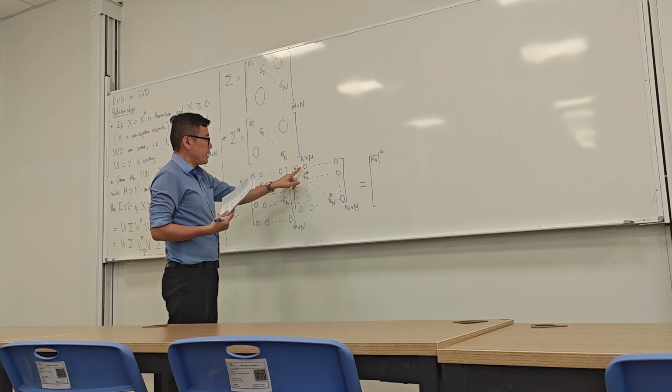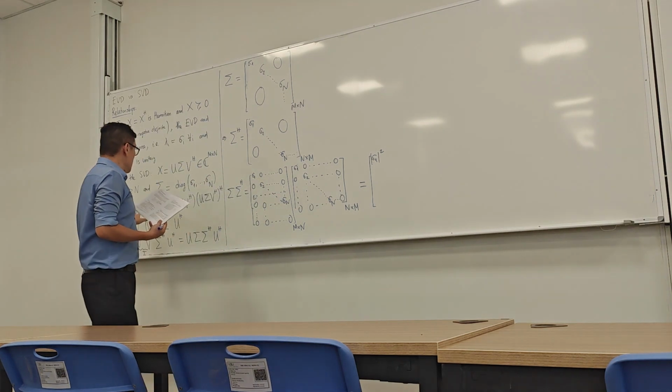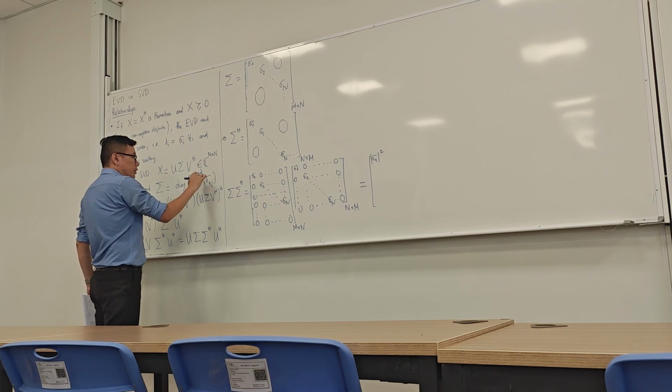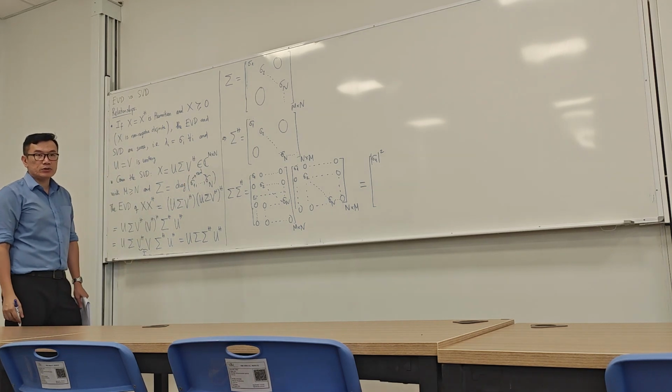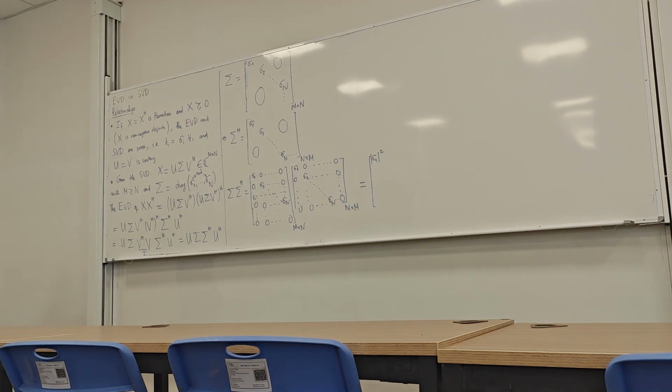We only consider real numbers, because the singular values are real. By definition, in the singular value decomposition, sigma is the matrix in which all the singular values are real numbers. And actually, we have one more condition: greater than or equal to 0.